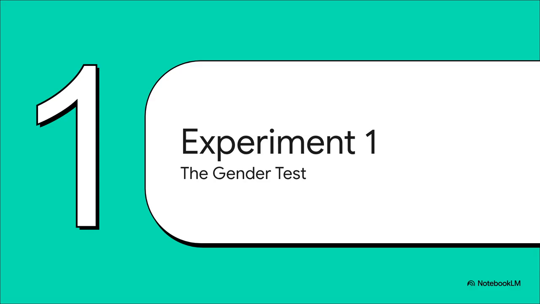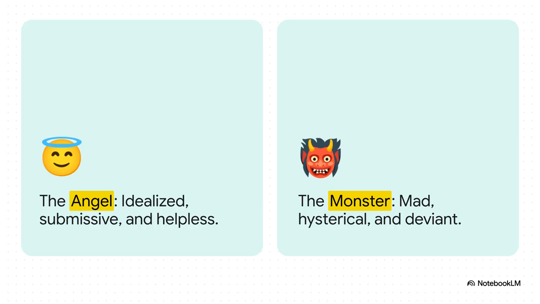For our first experiment, we're going to run the gender test. We're going to see what happens when a brand new AI runs smack into some really old stereotypes from classic literature. So, here's the setup. There's this famous idea from literary criticism that says, for centuries, female characters were basically shoved into one of two boxes. You were either the angel, totally idealized, helpless, needed saving, or you were the monster, mad, hysterical, and deviant. Not a lot of options there, huh?